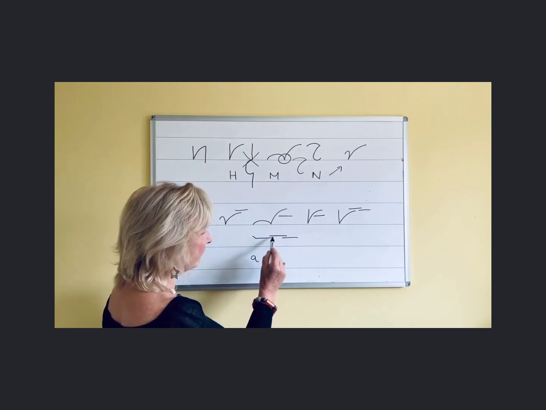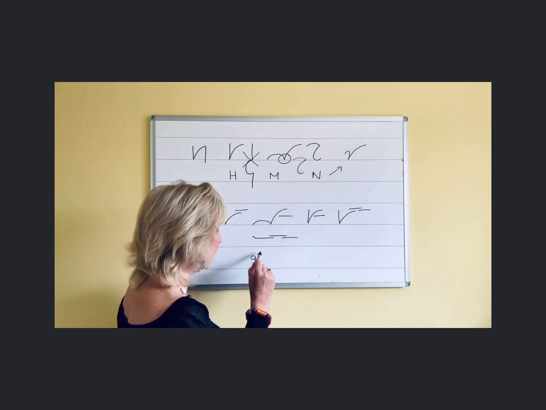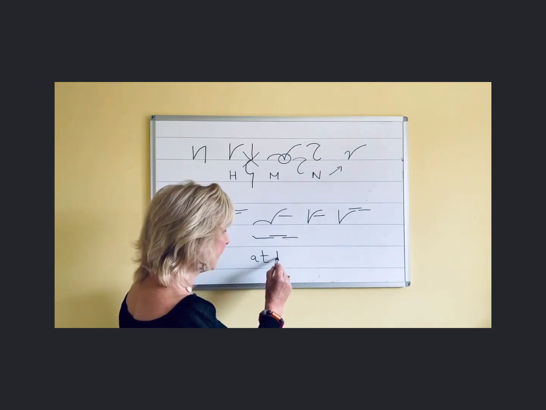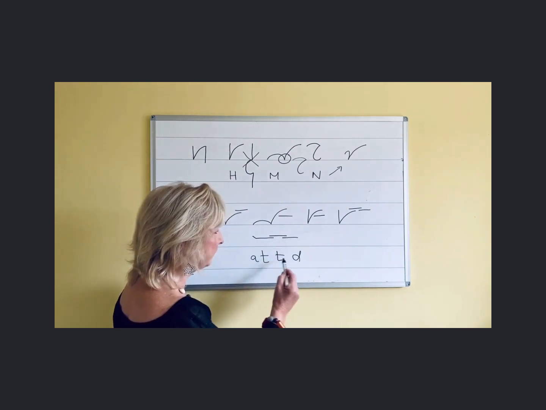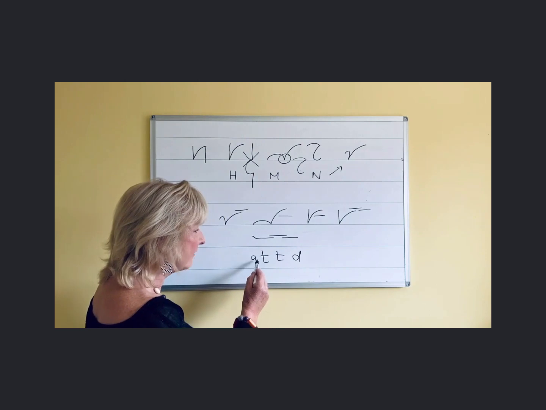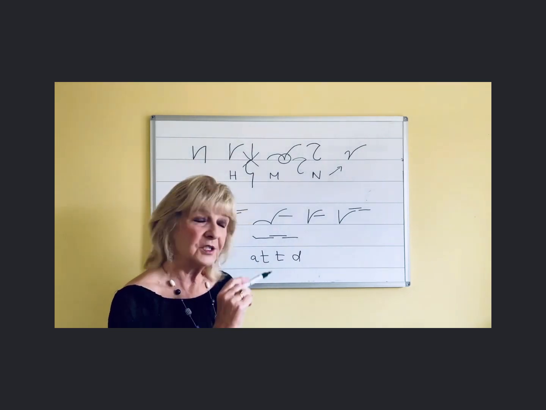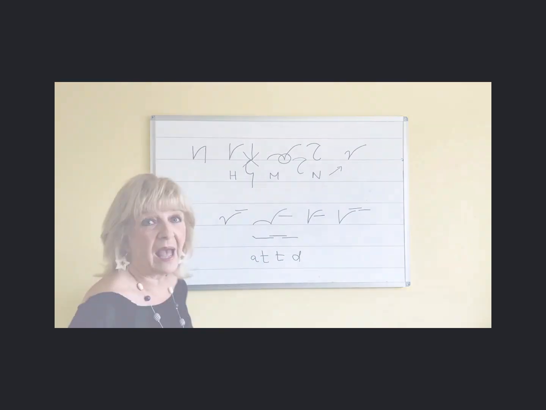We know that that first consonant is a T because it's on the T line. We know the second one is a T because it's a little bit higher. And we know the last one is a D because it's a little bit lower. So we could have, if we filled it in, a word like attitude. So practice these T's and D's after the upward L and also after each other.